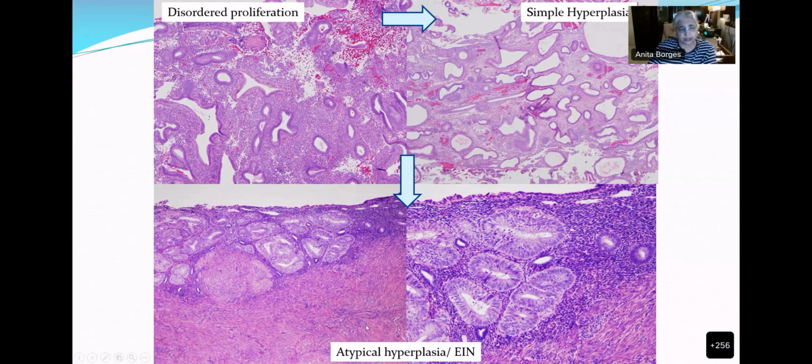So here you have the atypical hyperplasia or EIN, and the first one you can call disordered proliferation. Sometimes people call these things simple hyperplasia with cystic change or whatever. Call it anything you want, so long as your gynecologist understands it. But the important thing is to tell them that there is only estrogen in the system and there is no progesterone. Okay, now I'll give you some examples.